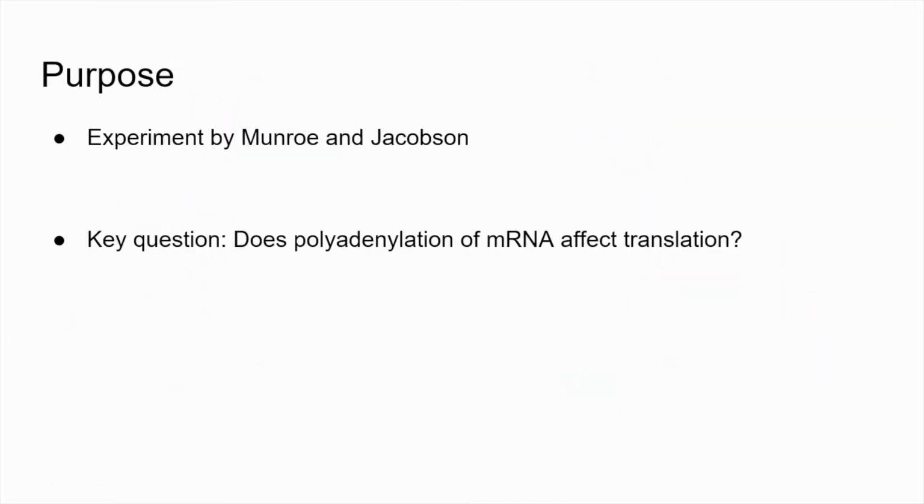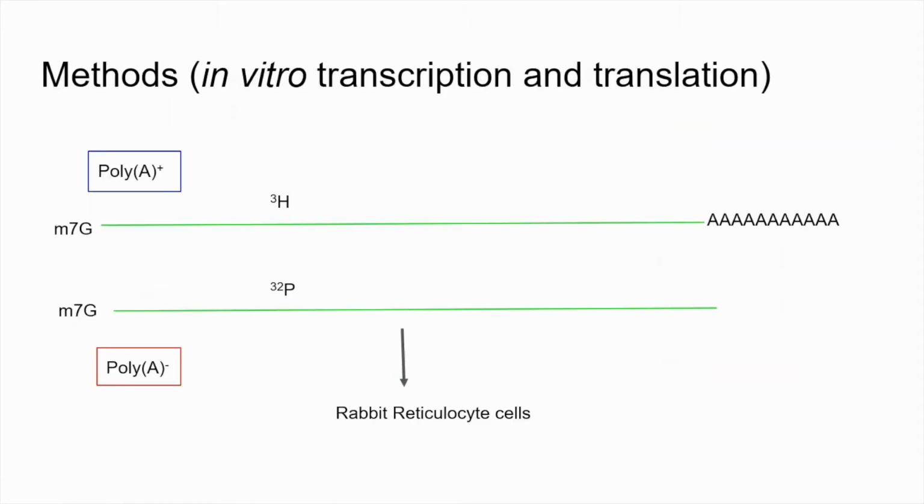So the data we're looking at today comes from an experiment done by Monroe and Jacobson. And the key question surrounding their work was, does polyadenylation of mRNA affect translation? So let's go through their method. The first thing they did was in vitro transcribe radiolabeled mRNA from a linearized plasmid template.